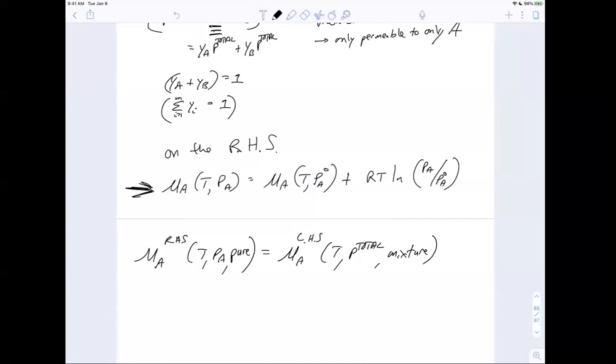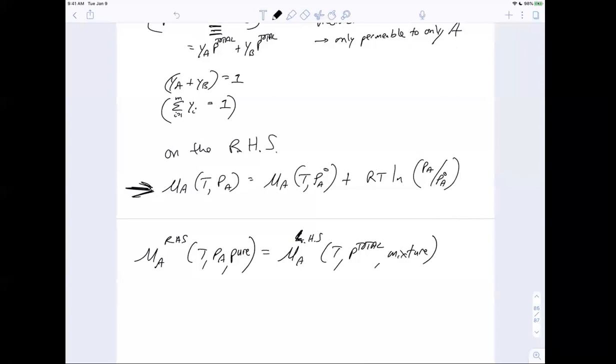Actually, quick question. What do RHS and LHS stand for? Well, this is left-hand side and right-hand side of the box. So on the left-hand side, I have a mixture, and on the right-hand side, I have the pure species A. Okay?